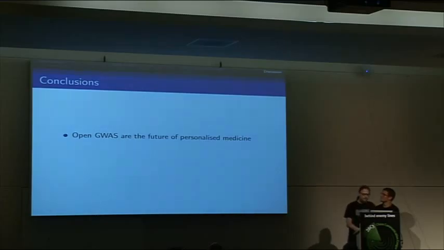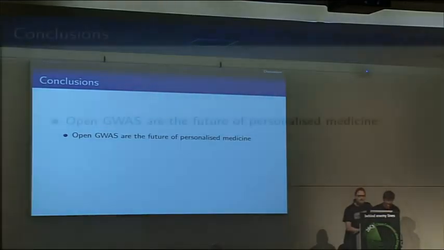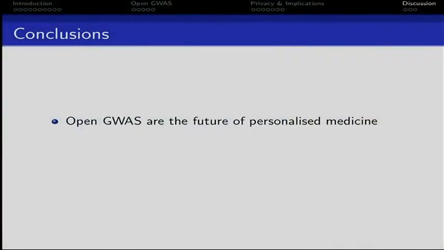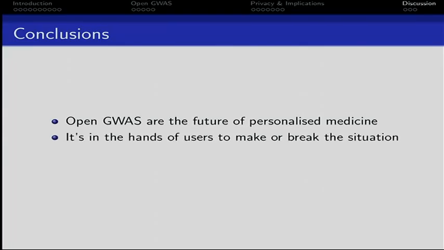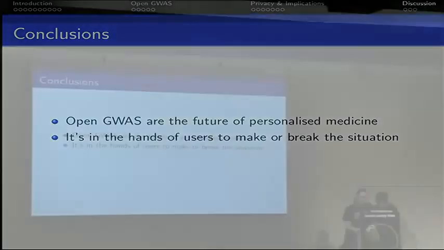So to conclude, we think GWAS will be the future of personalized medicine because the number of customers for direct-to-consumer genetic testing is still rising. It gets cheaper every year. I think 23andMe started with prices of around $1,000 US five years ago. Now it's 200 euros. So you see the prices are dropping, and more people will get genotyped, and more people are willing to share their data. As we've seen in our survey, 67% would be willing to share their data. And it's in the hands of all of us to make or break the situation.